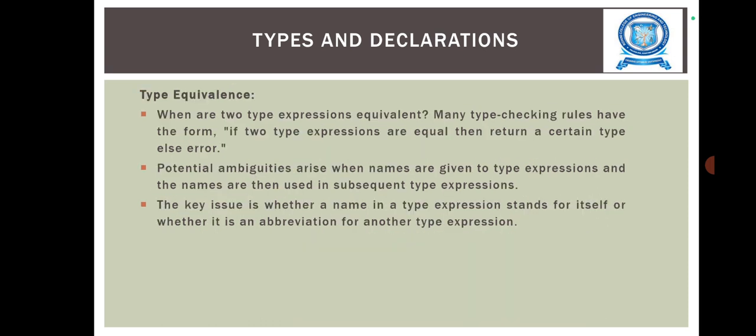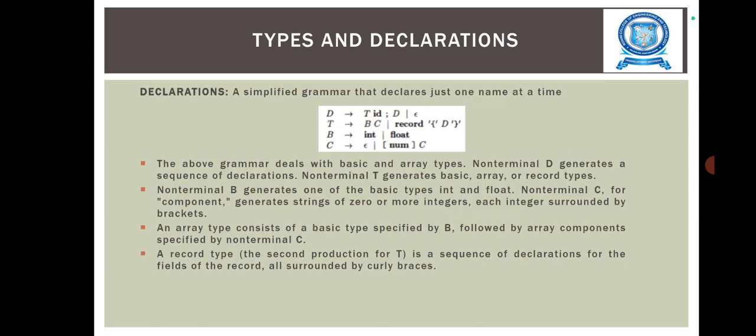Type equivalence. When are two type expressions equivalent? Many type checking rules have the form: if two type expressions are equal, then return a certain type, else error. Potential ambiguities arise when names are given to type expressions and the names are then used in subsequent type expressions. The key issue is whether a name in the type expression stands for itself or whether it is an abbreviation for another type expression.